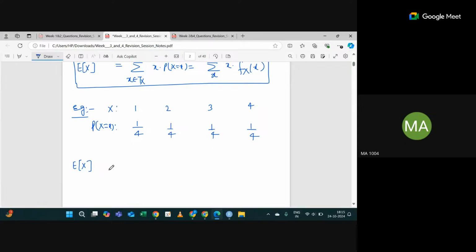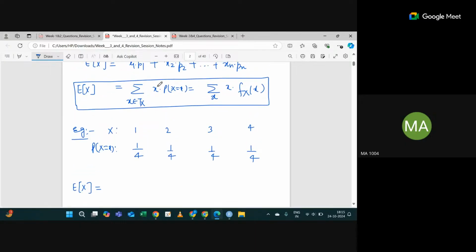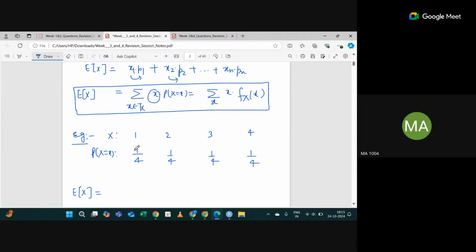And how will you calculate the expectation of x? If you see the formula, what is the formula? It is x1 into p1, x2 into p2. So what do I have to do?